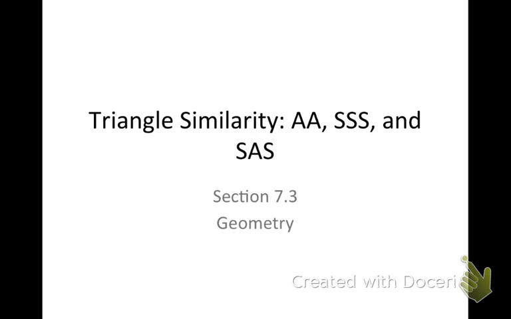Today, we're going to talk about triangle similarity. AA, SSS, and SAS. Those are the triangle similarity shortcuts that we will be talking about. Okay. What do you suppose AA stands for? Angle, angle. SSS, side, side, side. And SAS, side, angle, side.